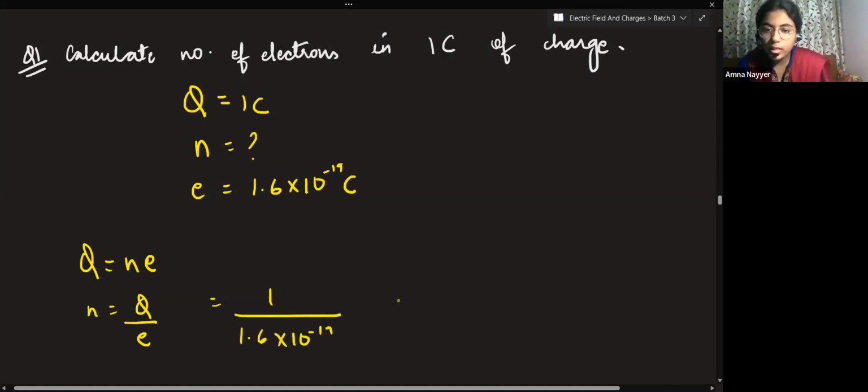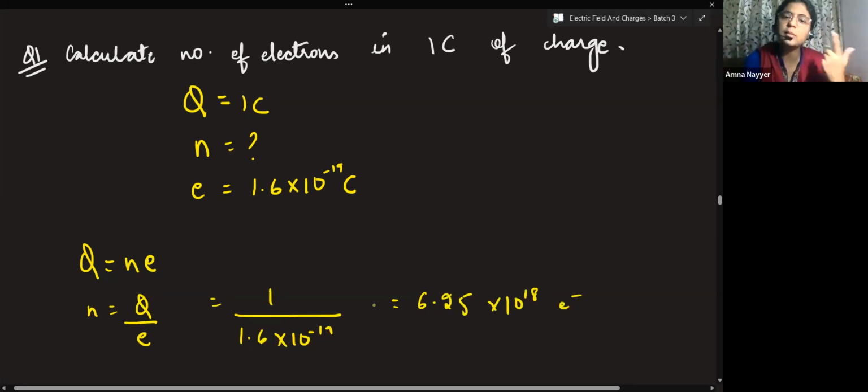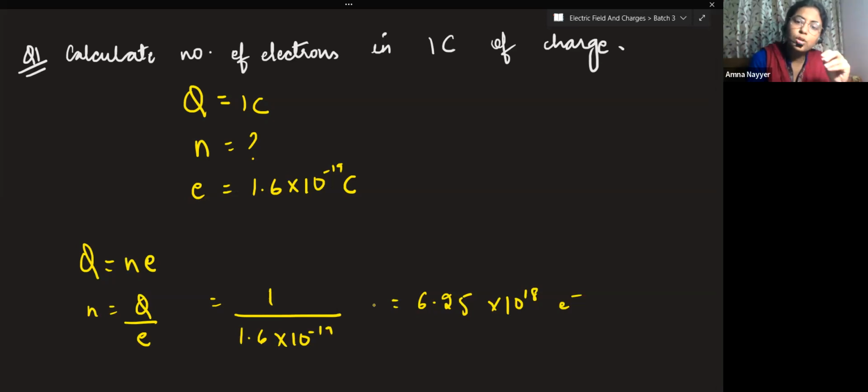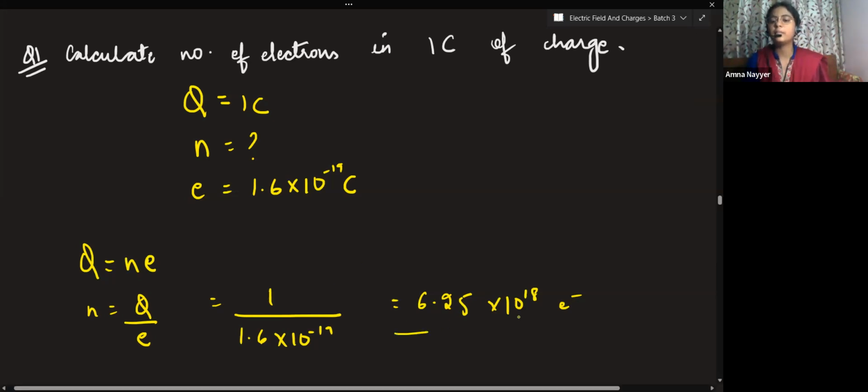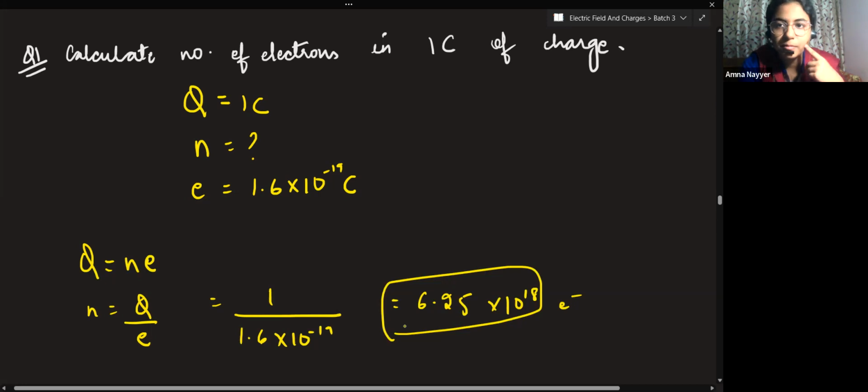Now Samya, do one thing, remember this value, 6.25 into 10 to the power 18 electrons. Because most of the time the reciprocal of 1.6 into 10 to the power minus 19 would be there. So you should remember this value, 6.25 into 10 to the power 18, because then you will be saved from the calculation at the time of examination. Fine, so please note down this as well.